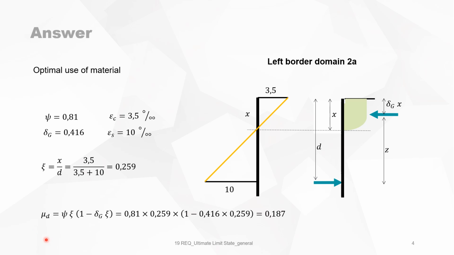Mu D, the reduced bending moment, is the dimensionless expression of a rotation equilibrium around the tensile reinforcement. You can see this is the concrete compression strength multiplied by the lever arm. Z is equal to 1 minus delta G C. When we fill in the different parameters, we find that mu D is 0.187.